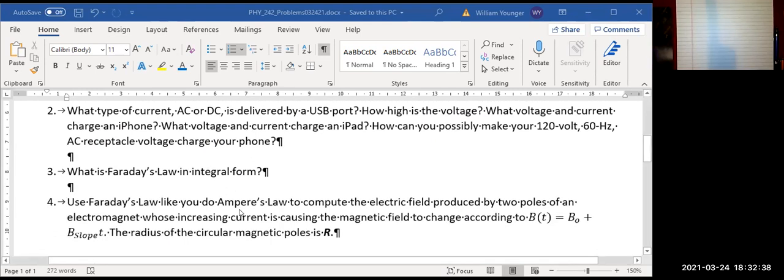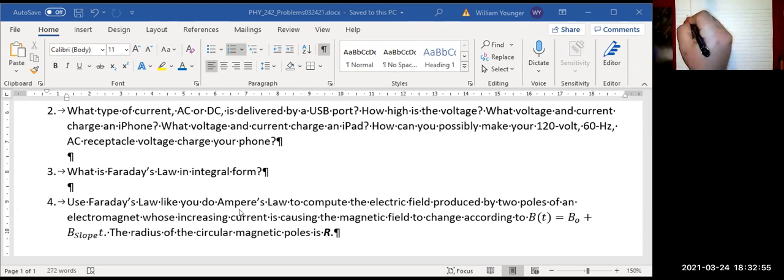Well, we found that Faraday's law, remember, is the electromotive force is equal to negative 1 times N, the number of coils, times the instantaneous rate of change of the magnetic flux. So we want to put that in integral form, and that's what I'm going to do for you now, and this will be number 3. So I'll stop sharing for a second. This is just going to be quick and dirty.